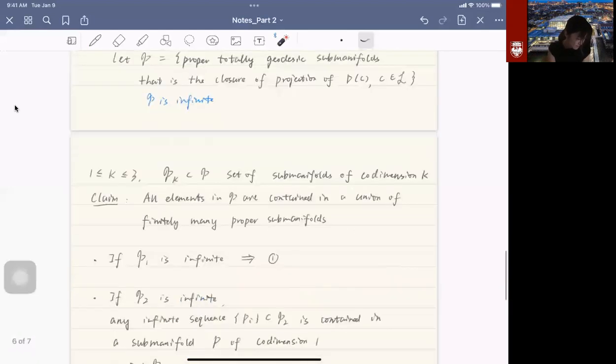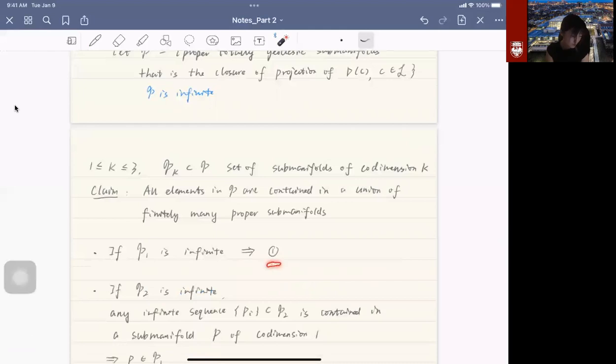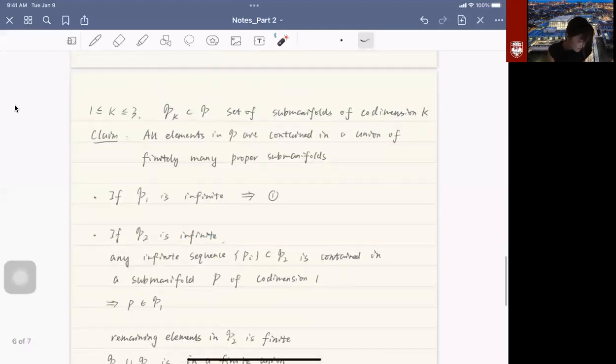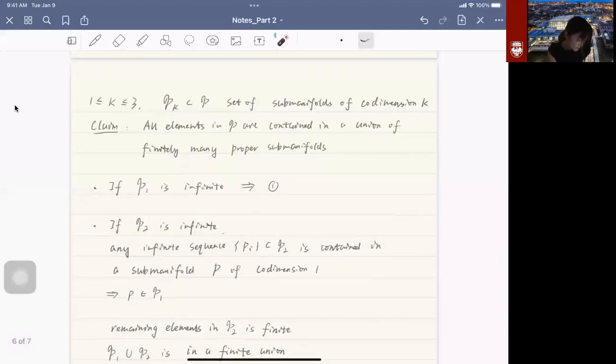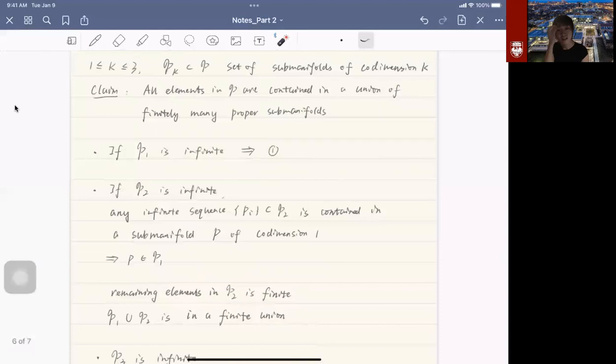So we have this contradiction. Okay, now second case, if P1 is finite and P2 is infinite, then we take an infinite sequence in P2 from the theorem that must be contained in a submanifold of codimension 1. And by taking a few steps, it's not hard to show that this limit P is contained in P1. It's also a projection of some totally geodesic disk.